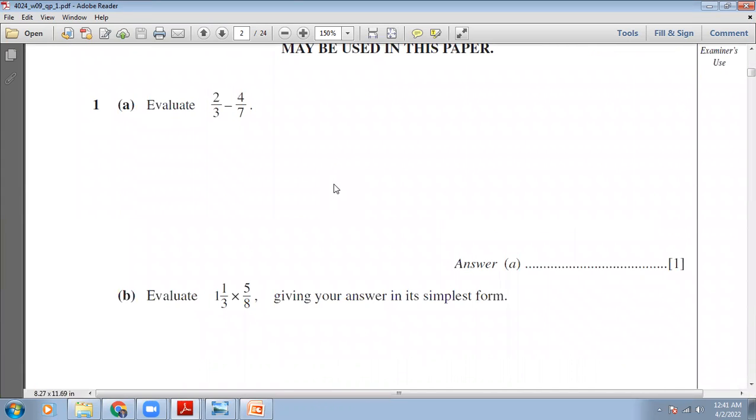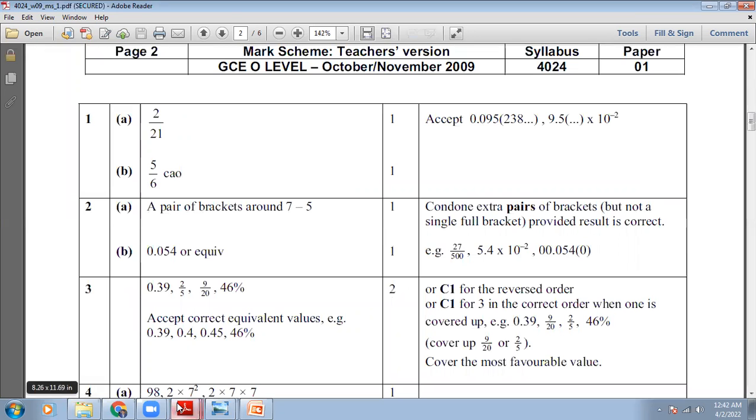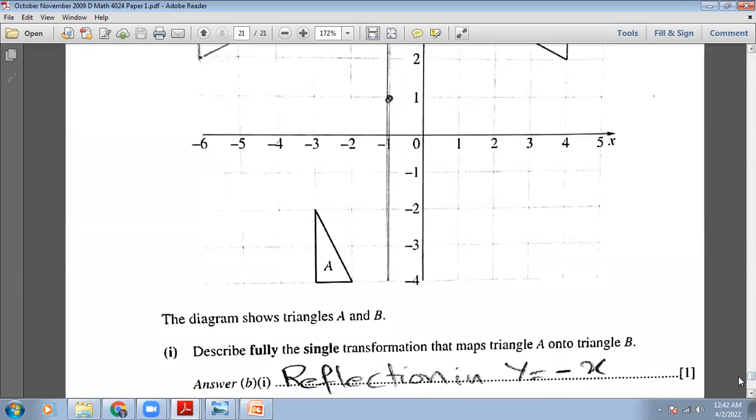Evaluate 2 by 3 minus 4 by 7. These are two fractions and you have to subtract them. So we will make their denominators the same. In the first fraction, the numerator and the denominator both will be multiplied by 7. In the second fraction, you multiply the numerator and denominator both by 3. And that will give you the same denominators, and that will help you find the answer.